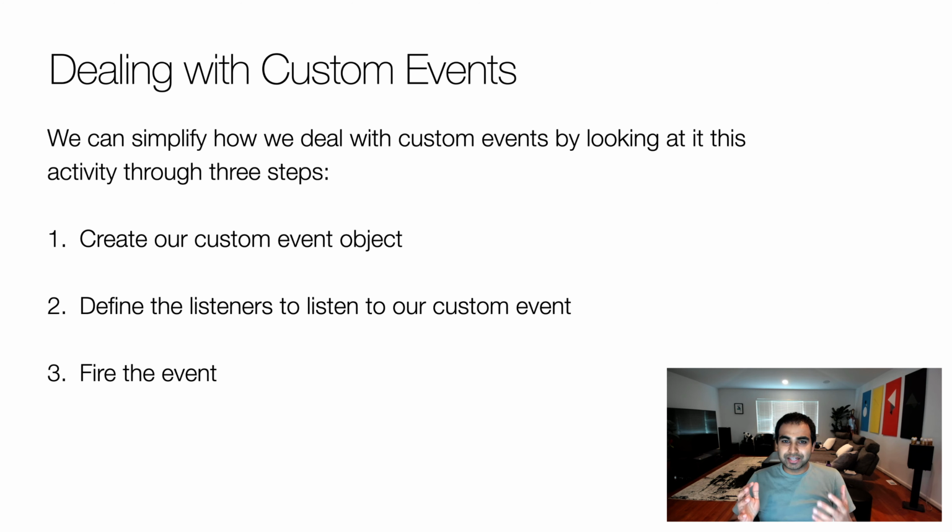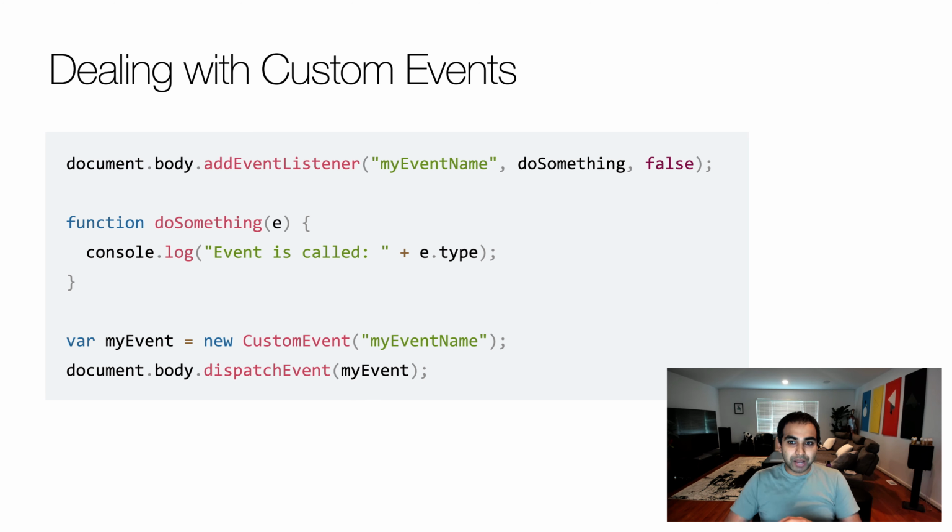So this sounds really complicated, but it isn't if we break it down into three stages. There are three steps that we need to think about when it comes to dealing with custom events. The first one is to create our custom event object. The second one is to define the listeners to listen to our custom event. And the third one is firing the event. Now, some of these things might sound very familiar to you because the overlap between what we're doing here and how we handle the built-in events is very heavy in terms of what surface area is common between both of these worlds. So I'm going to show you a quick example and walk through how the three steps we looked at map to what we see here.